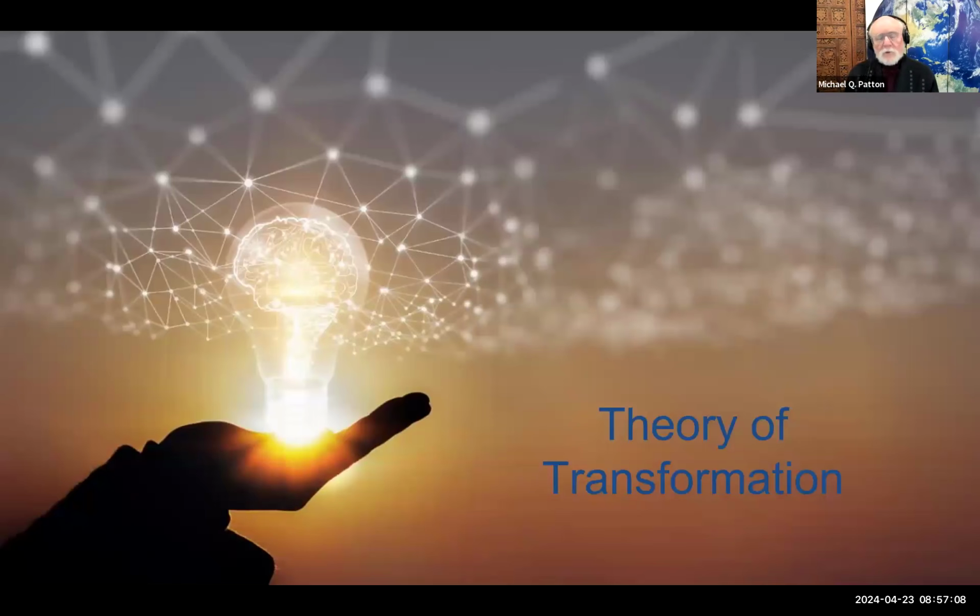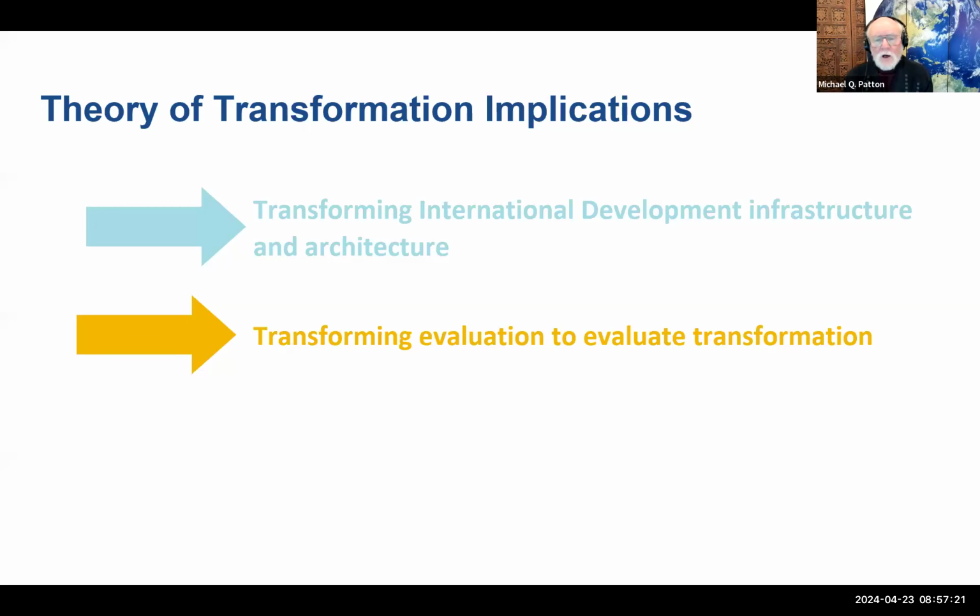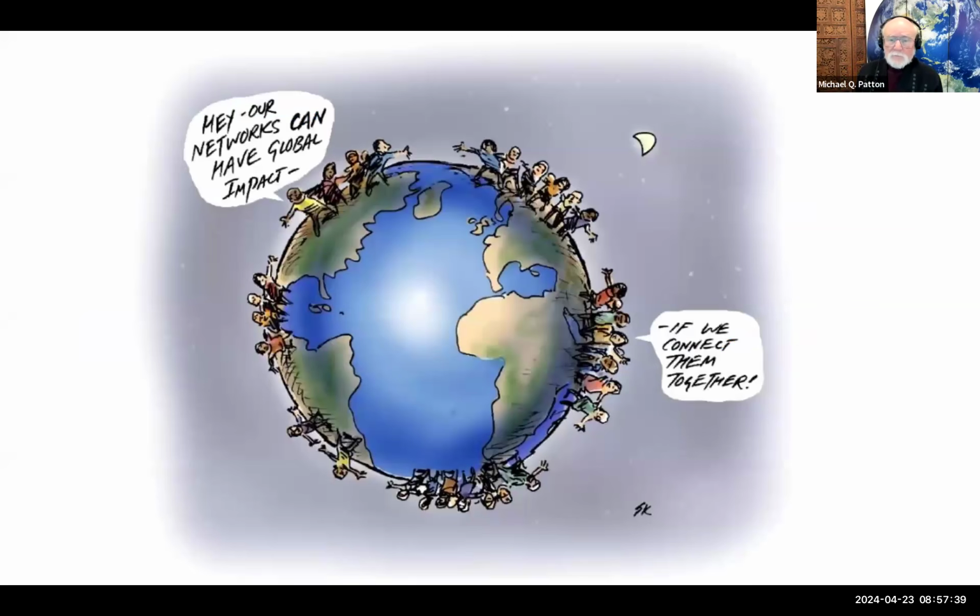So what you'll be getting into as you go along is a theory of transformation that includes how the systems you are a part of are affected by the work that you do. And that's what you'll be doing in the masterclass as you go along: transforming international development infrastructure, how aid is done, how projects are carried out, so that we change projects to be more systems oriented and transform evaluation to be able to evaluate systems transformation.